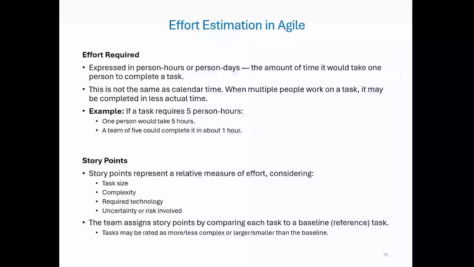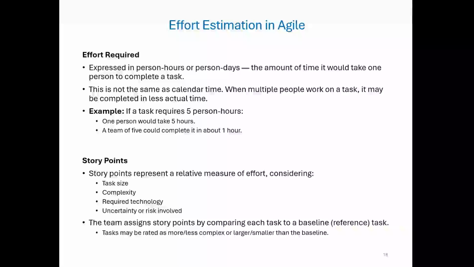For example, if a task takes 5 person hours, that's 5 hours of effort by one person. This is not the same as calendar time. So if 5 people work together, they might complete a 5 hour task in just 1 hour. So effort measures work, not duration. Multiple people working in parallel reduce duration, but not the effort.